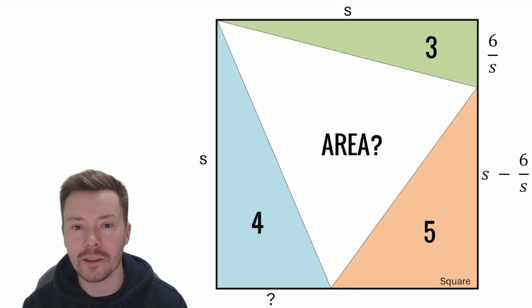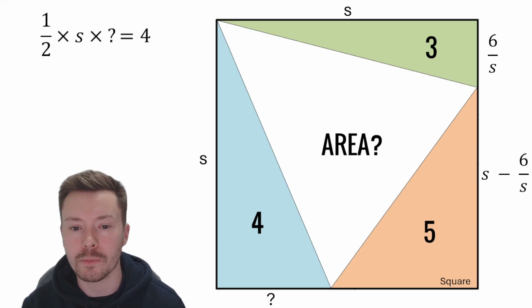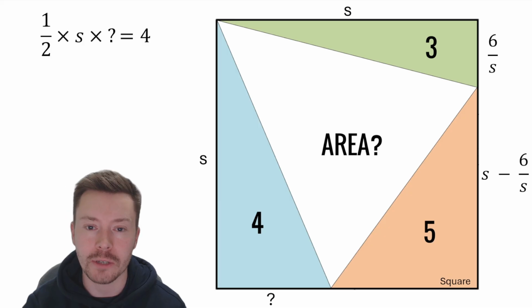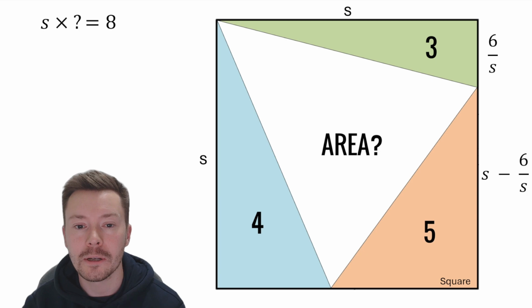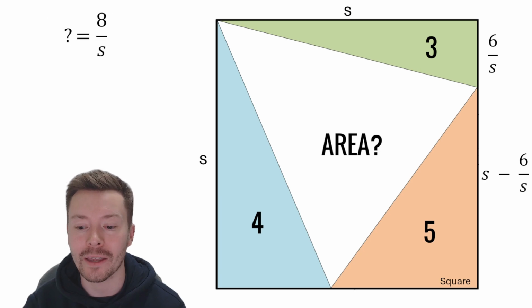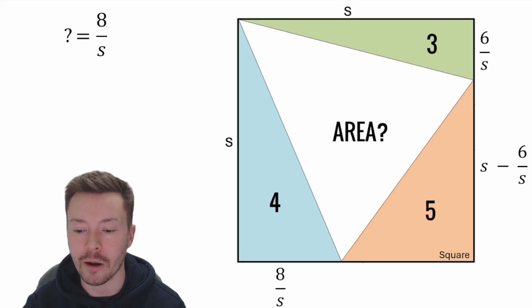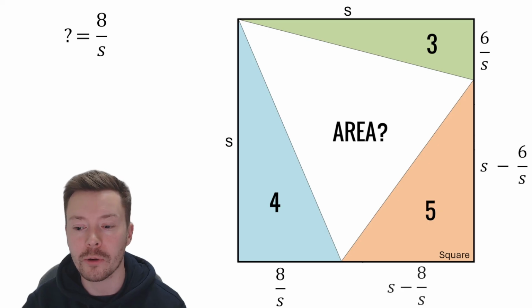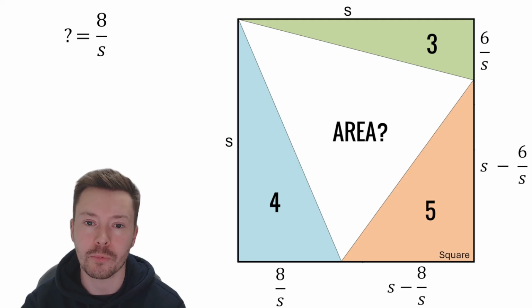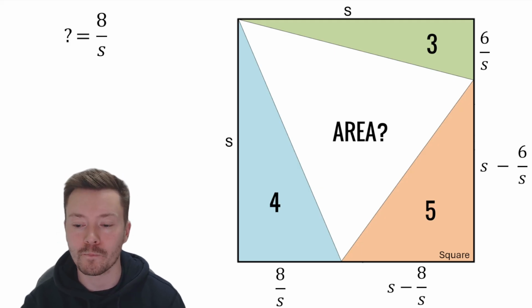I'm going to use exactly the same process. So the formula for the area of a triangle, half times the base times perpendicular height. So half times S times this missing length is 4. Double both sides again, and then divide by S, and we get this missing length is 8 over S. And we're going to need to move the diagram again to squash that in. Now, that means the base of that orange triangle is going to be S minus 8 over S, by the same logic as previously with the height of the orange triangle.